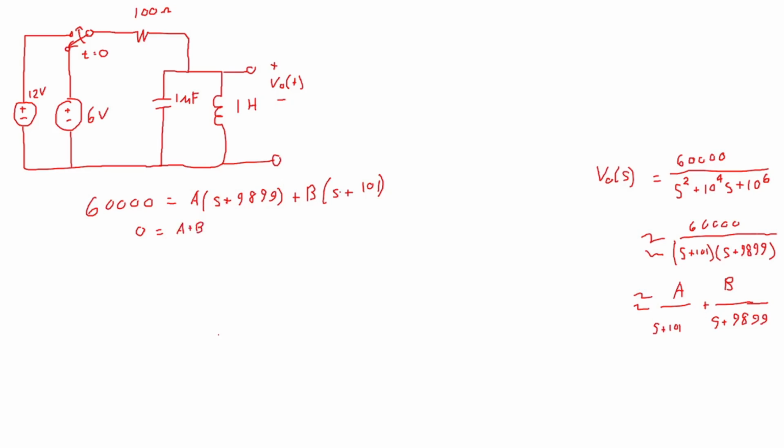because it's as plus bs. And then our second equation is the one that says that if we compare the constants, 60,000 must be equal to A times 9899 plus B times 101. And this is a perfectly solvable system of equations. That'll work just fine.